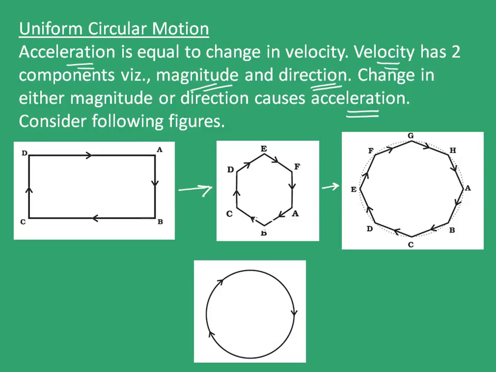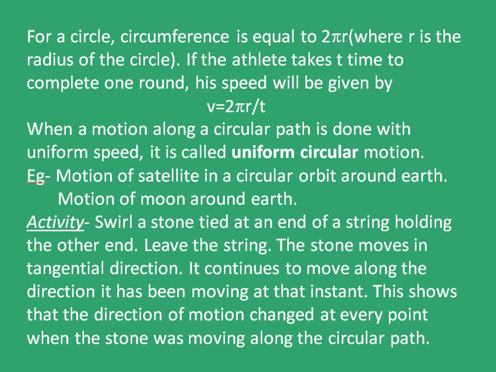Now, let's consider a track which is circular in shape. We see that the velocity of the athlete changes at every point of the circle because he is changing his direction at every point of the circle. Hence, he has an acceleration during the motion.